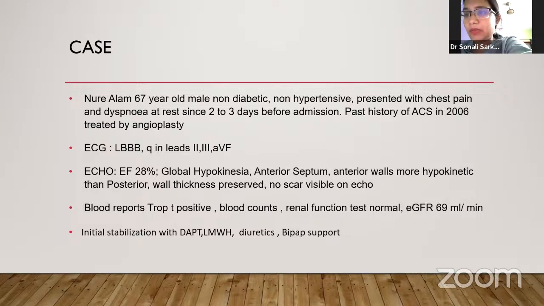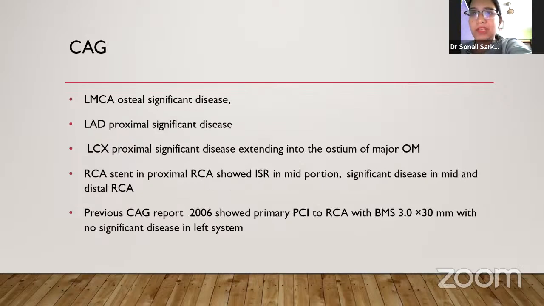Among blood tests, the Trop-T was positive, the eGFR was 69, renal function test and counts were normal. The patient was initially stabilized with dual antiplatelet, low molecular weight heparin, diuretics, and BiPAP support. After stabilization, we went into an angiography with a very low volume of dye, keeping in mind his low ejection fraction. It showed LMCA ostial significant disease, LAD proximal significant disease. LCX proximal, there was some disease. We have written significant, but from the angio itself, we were not sure whether it's significant or not, which was extending into the ostium of major OM.